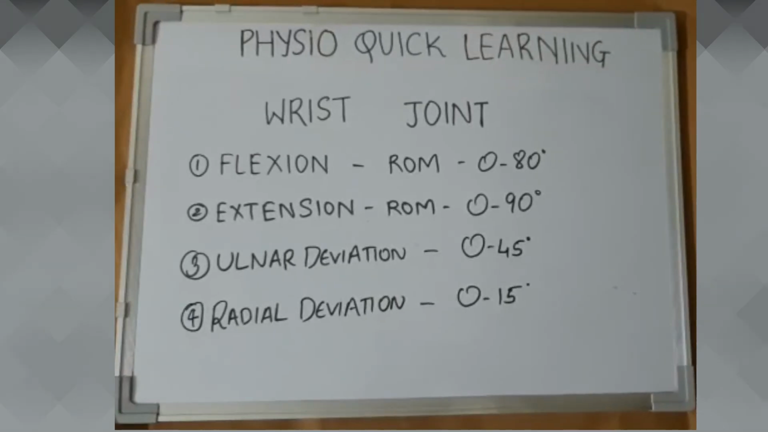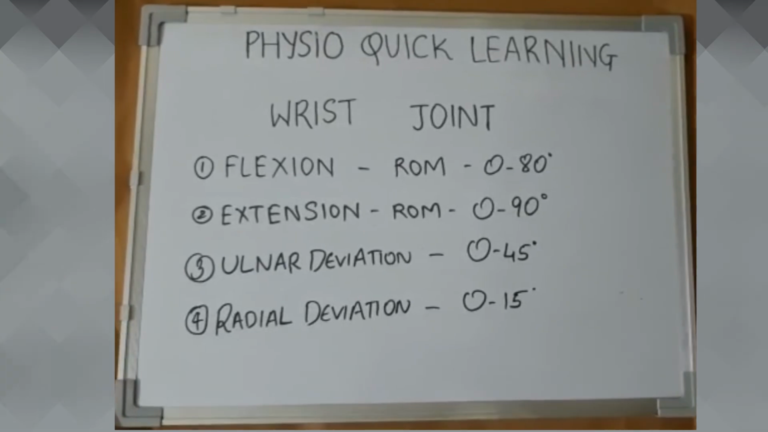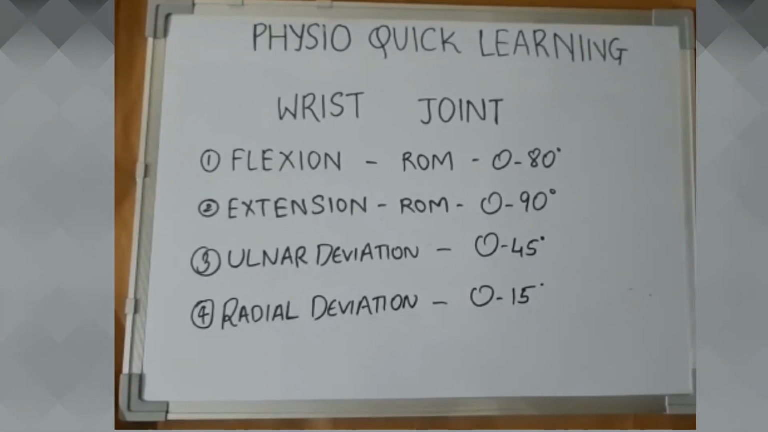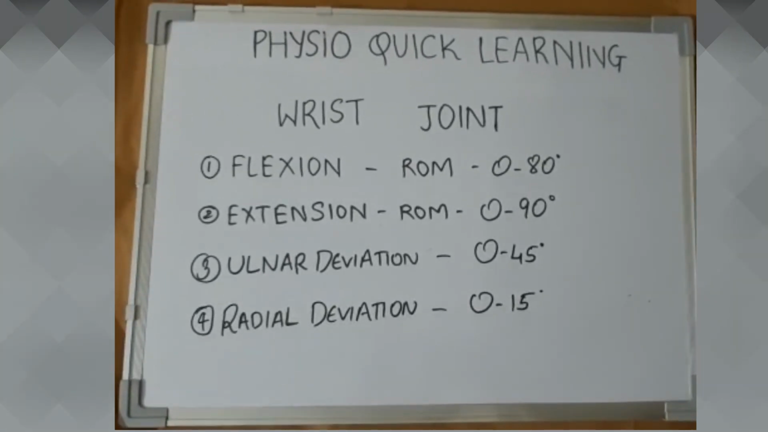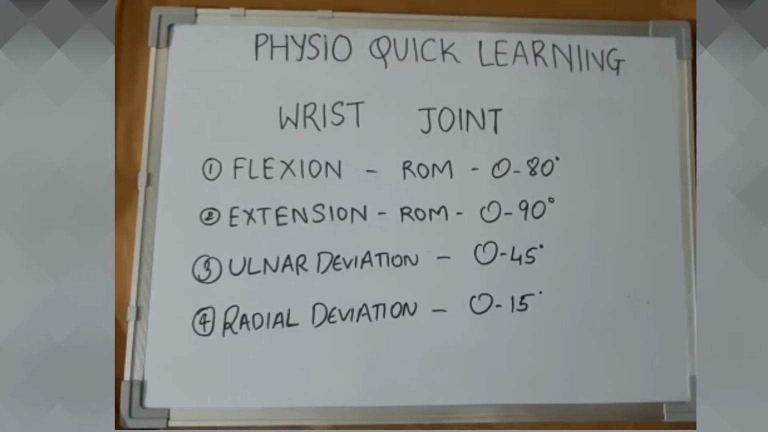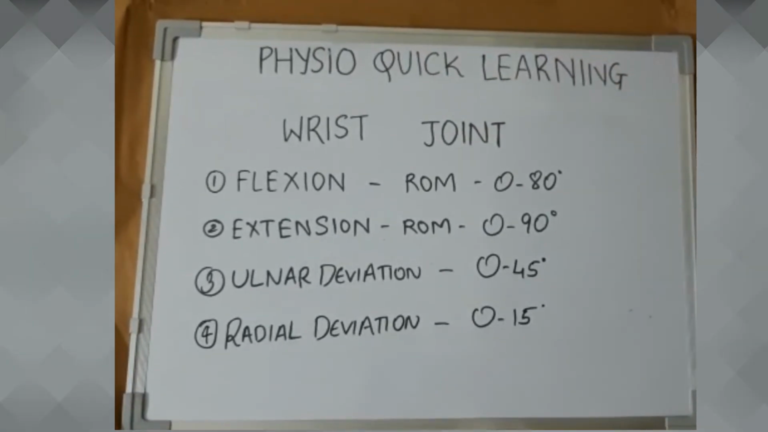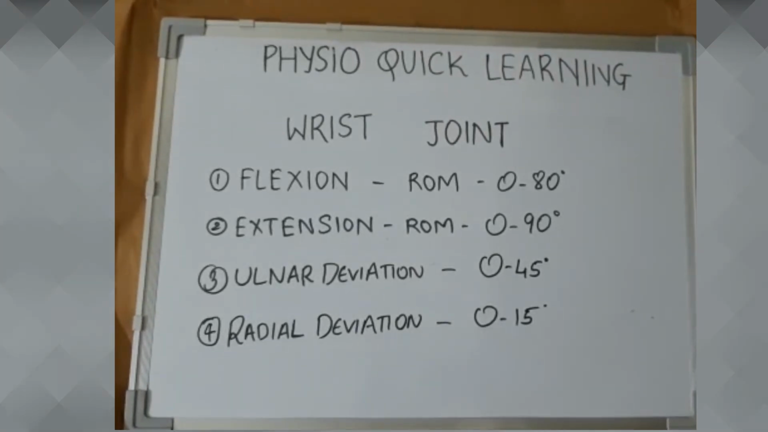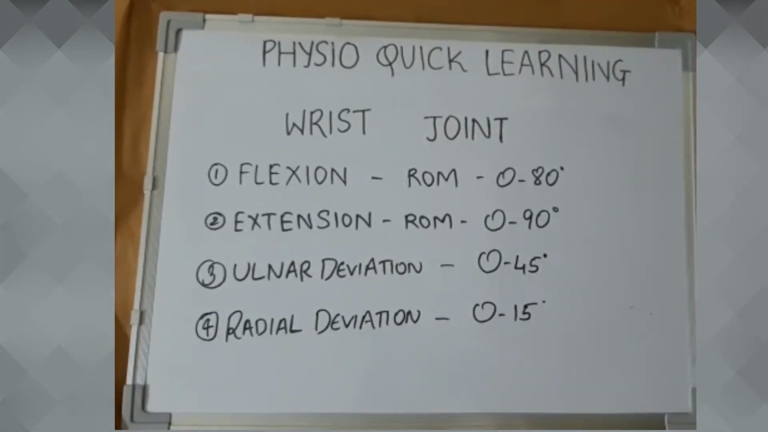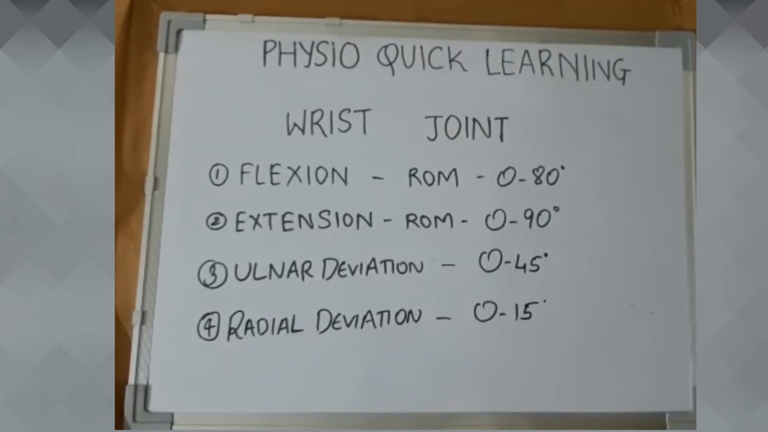Now we'll proceed to wrist joint. The movements occurring at wrist joint are flexion, extension, radial and ulnar deviation. First we'll see flexion. The muscles involved are flexor carpi radialis, flexor carpi ulnaris and palmaris longus. The normal range of flexion is 0 to 80.